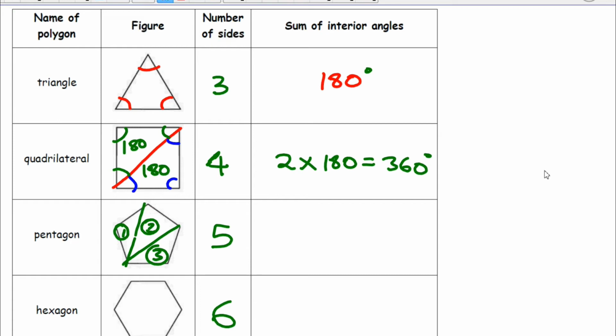And I know that the sum of interior angles of each triangle is 180. So the sum of interior angles of a pentagon will be 3 triangles, and each triangle is 180 degrees, to make it 540 degrees.